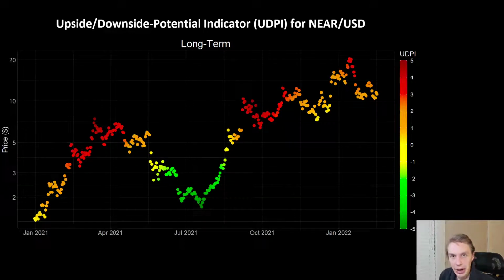Today I want to talk about our brand new risk indicator for NEAR protocol and its native token NEAR.